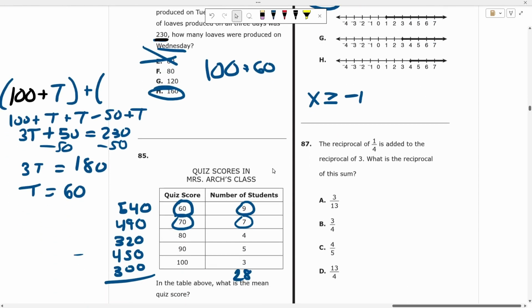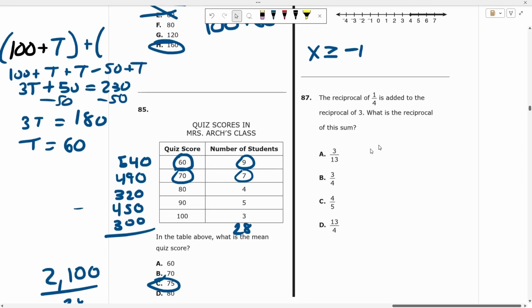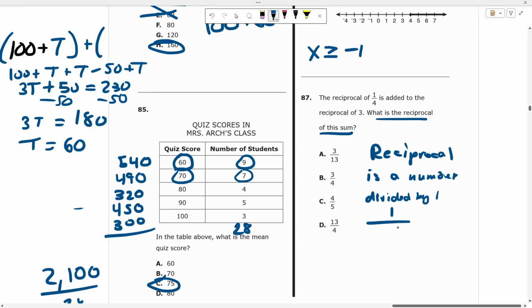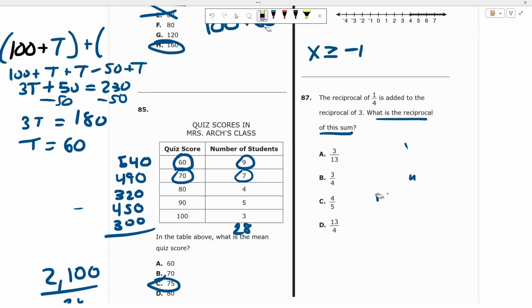Number 87 says that the reciprocal of 1/4 is added to the reciprocal of 3. What is the reciprocal of the sum? Well, a reciprocal is a number, or 1 over that number. So for example, if I want to find the reciprocal of 3, it's 1 over that number, or 1/3. Okay? In other words, you're flipping the number.